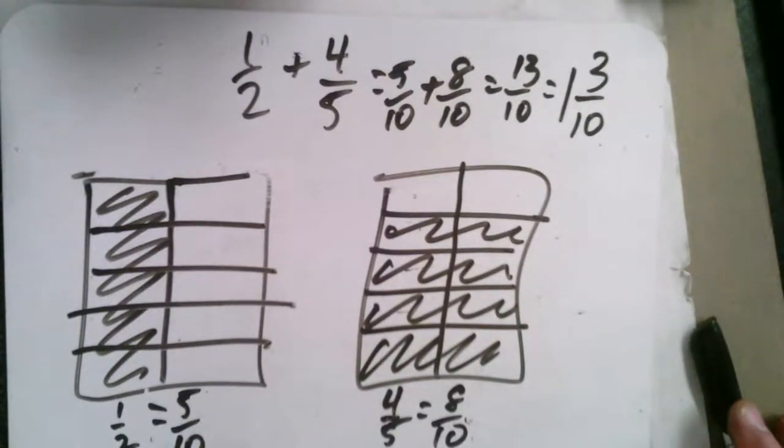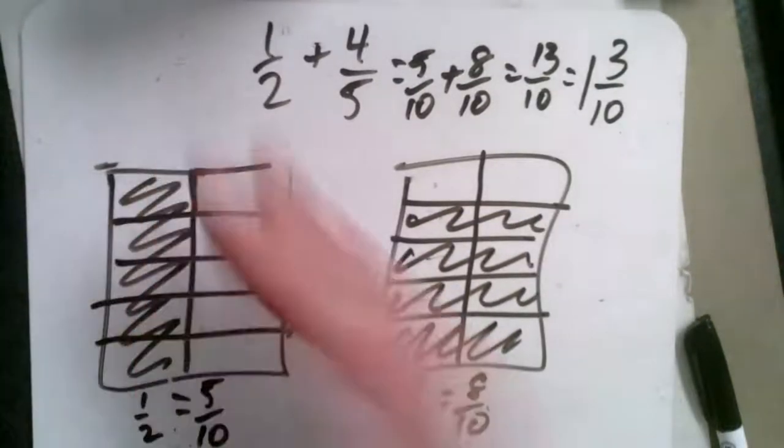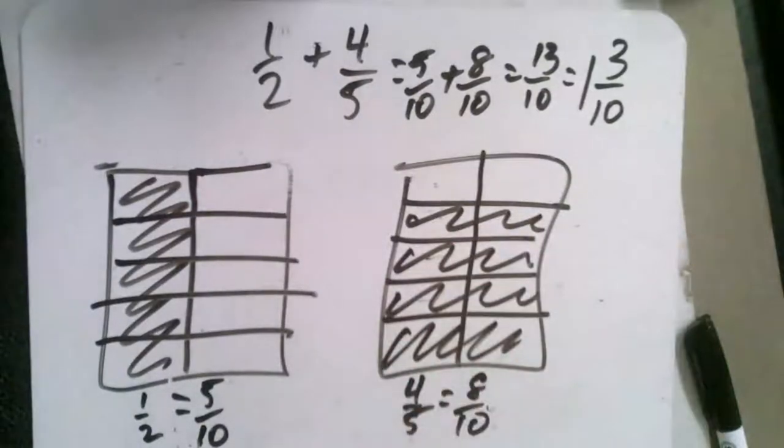We draw the boxes, vertical lines in one, horizontal lines in the other, then we make them match.